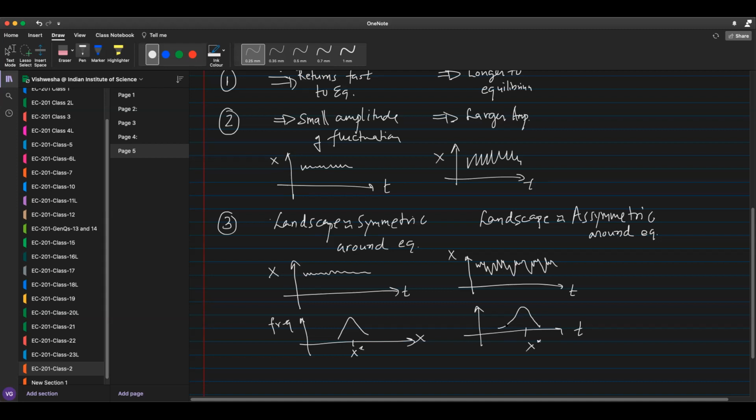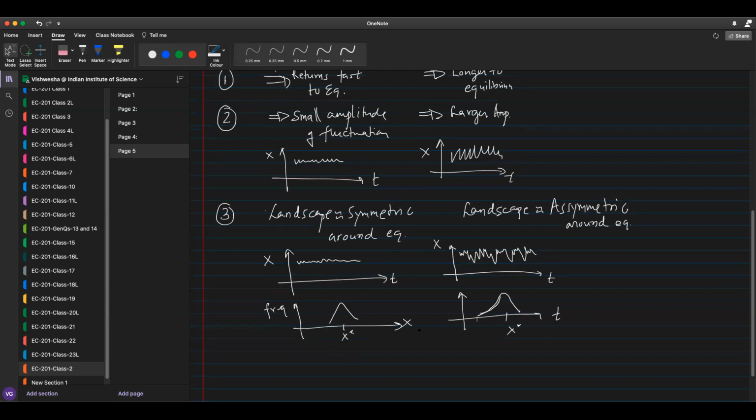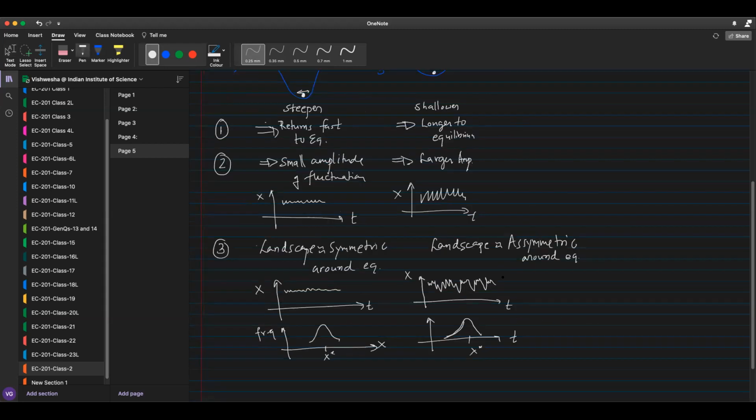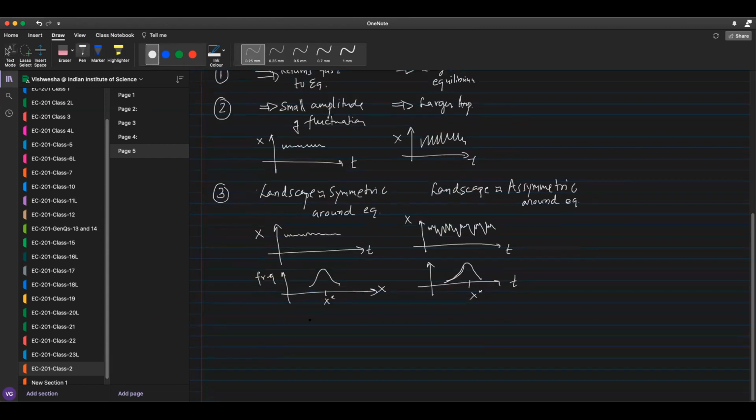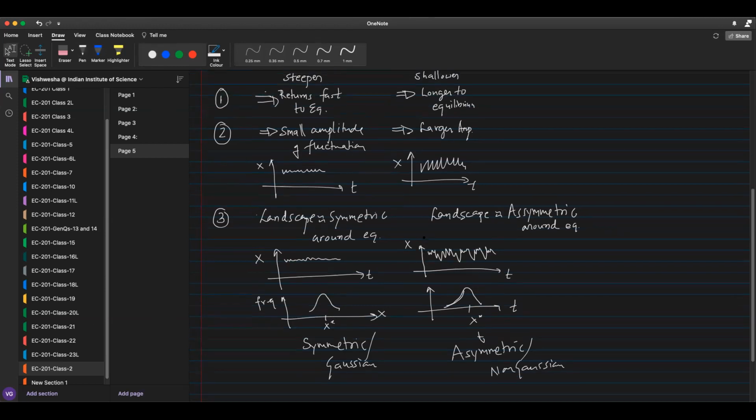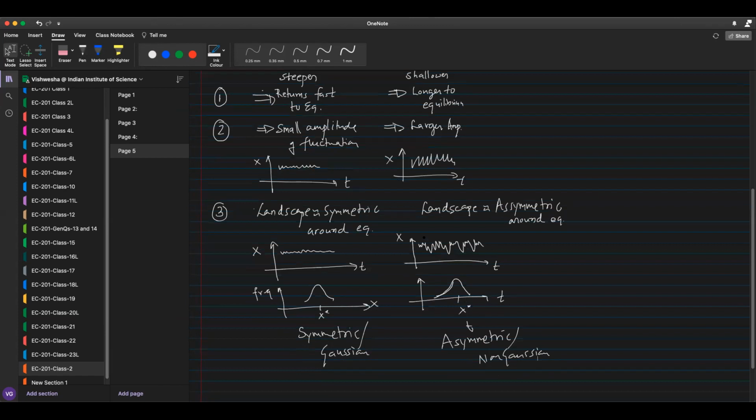Okay, so the typical Gaussian approximation you make for the data will become less and less true as you are going towards the bifurcation point. So it's basically symmetric Gaussian, whereas this will be asymmetric non-Gaussian.